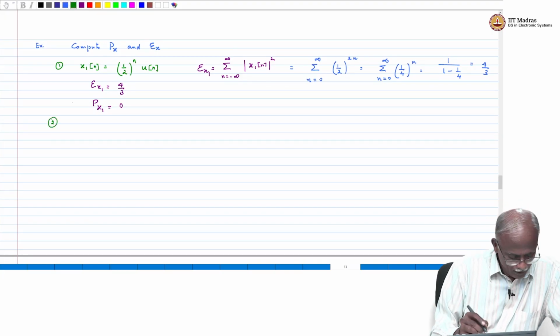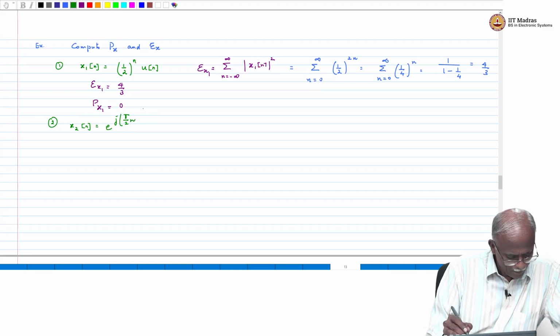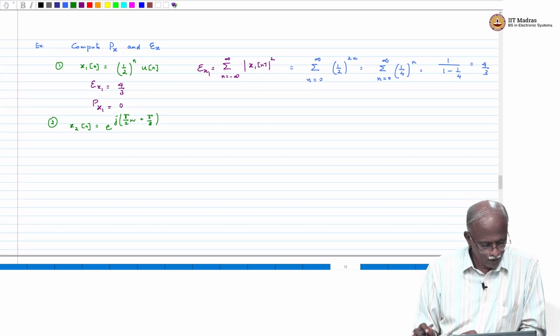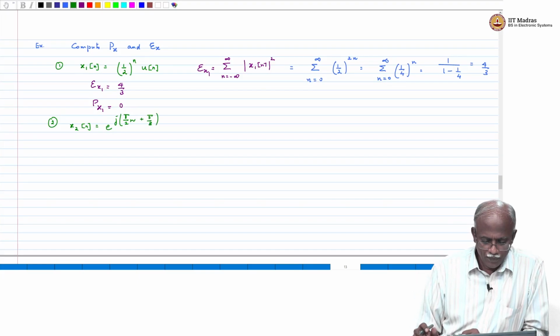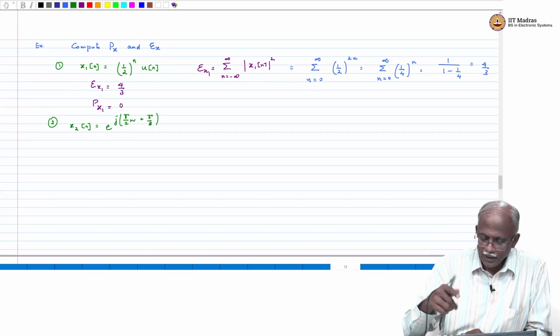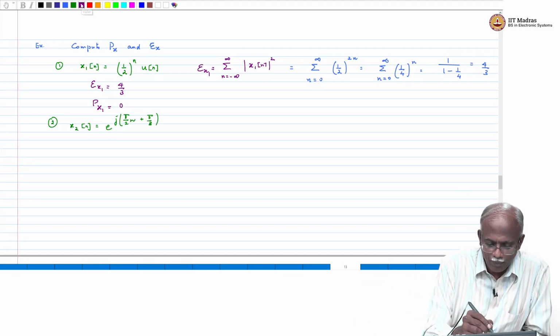Second example, x2 of n is equal to e power j (pi by 2 n plus pi by 8). Okay. It is a complex exponential, e power j pi by 2n, and e power j pi by 8 is a scale factor. You can treat it as a complex scale factor.